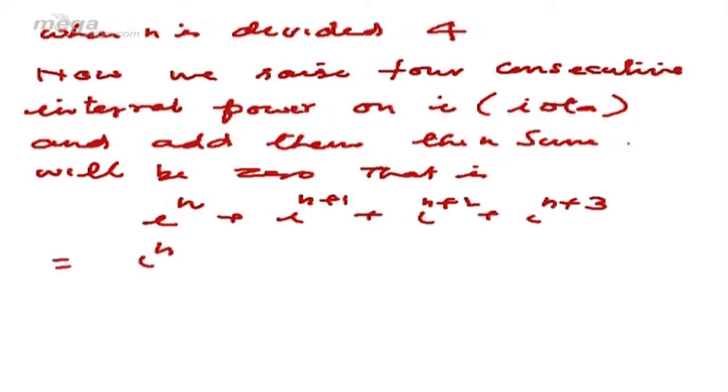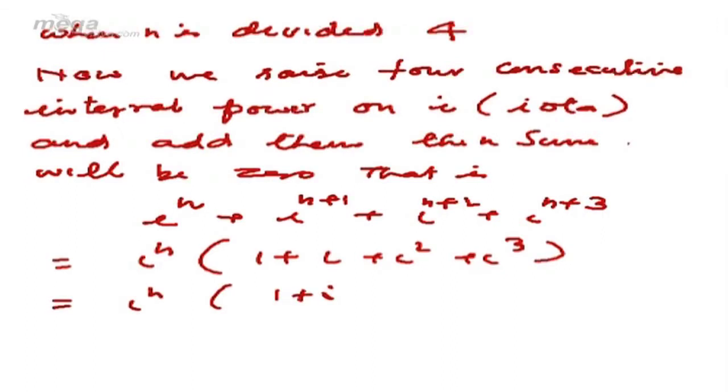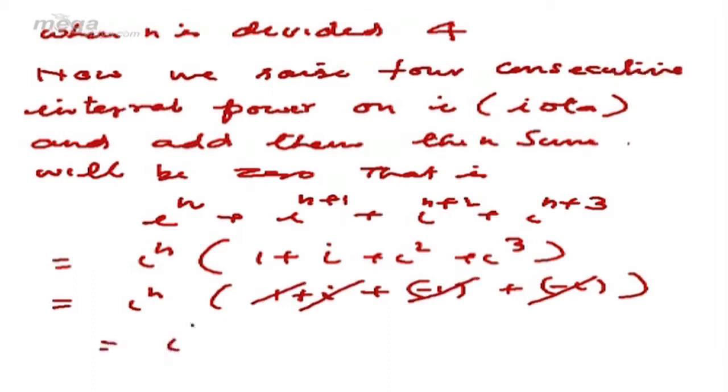That will become i to the power n. You take it common: 1 plus i square plus i to the power 3. That is i to the power n, 1 plus i square will become minus 1 and i to the power 3 will become minus i. So minus i will cancel out i and minus 1 will cancel out 1. So i to the power n into 0, that will become 0.